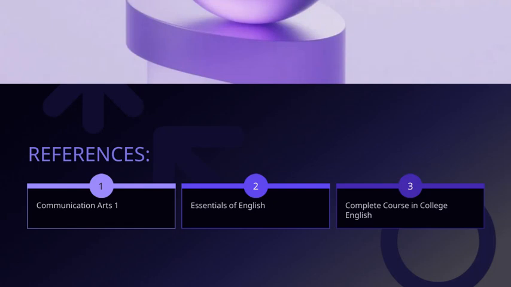We started with Communication Arts 1, which laid the foundation for effective communication skills. Then, we moved on to Essentials of English, building on that foundation to deepen our understanding of language structure and usage. Finally, we completed the full course in College English, which integrates these skills into more advanced and comprehensive language mastery. This sequence highlights how each step prepares us for the next, ultimately equipping us with the essential tools for proficient English communication. Remember, these courses are designed to develop your skills gradually, making you more confident and effective in both academic and everyday contexts.